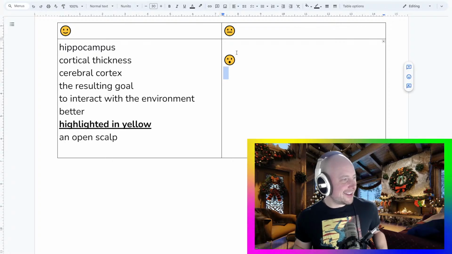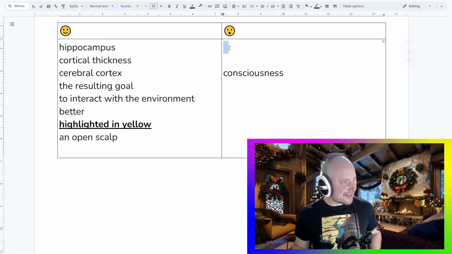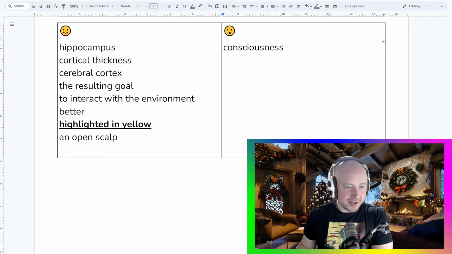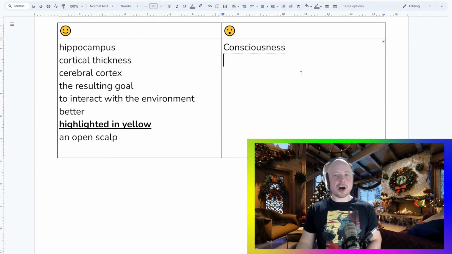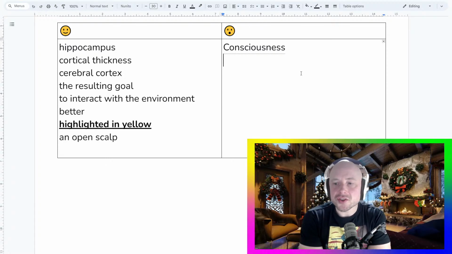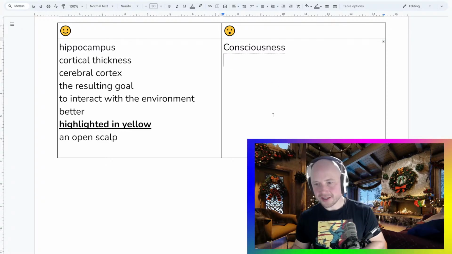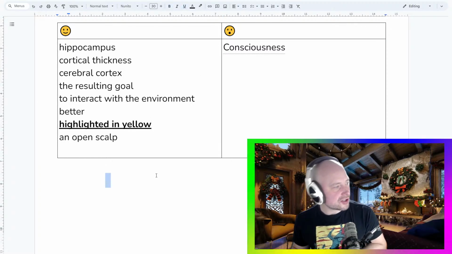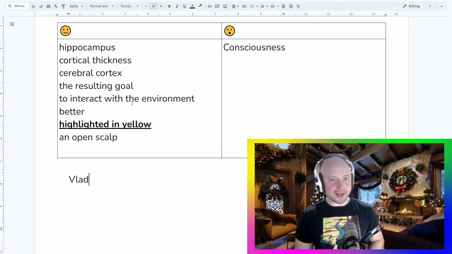So good job there. And pronunciation. How do you say that, Vladimir? Consciousness. Consciousness. Consciousness. Right, well done. That was Vladimir. Let's move on.